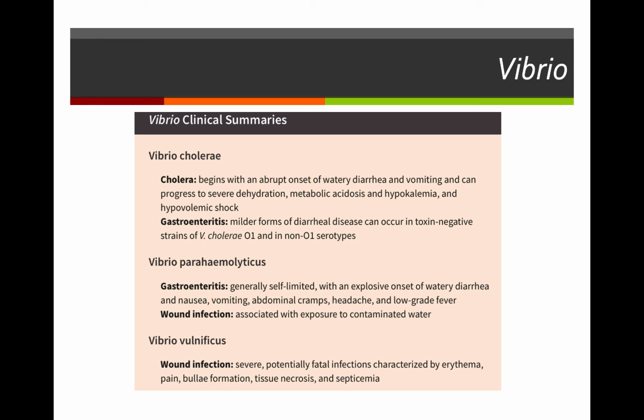Vibrio parahemolyticus can cause a self-limiting gastroenteritis with an explosive onset of watery diarrhea. Isn't that a great description? Explosive onset of diarrhea. Vomiting, cramping, headache, fever. Wound infection is associated with exposure to contaminated water, but more commonly causing a wound infection is going to be Vibrio vulnificus. These are severe, potentially fatal infections characterized by redness, pain, swelling, necrosis, and septicemia.